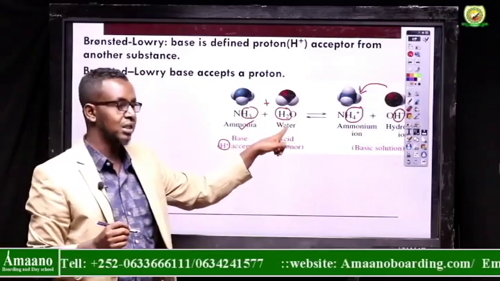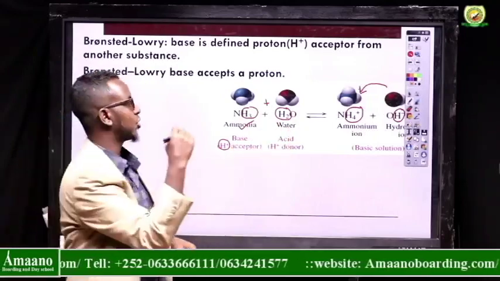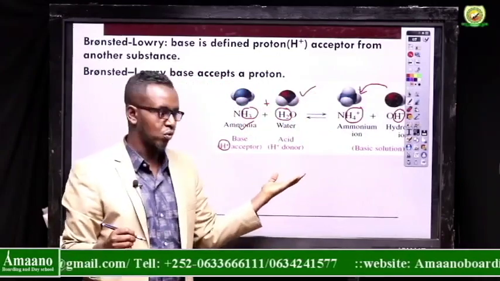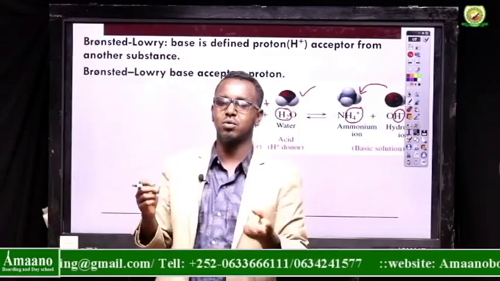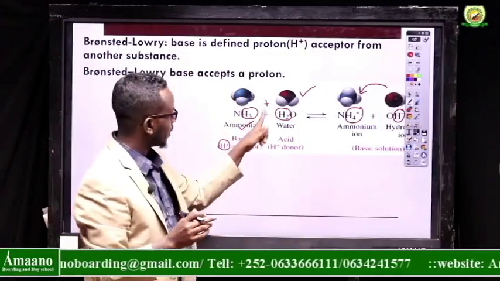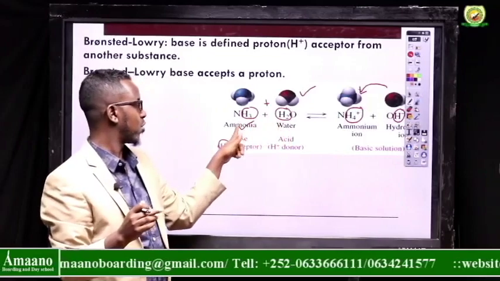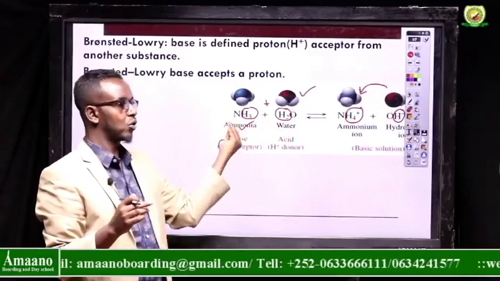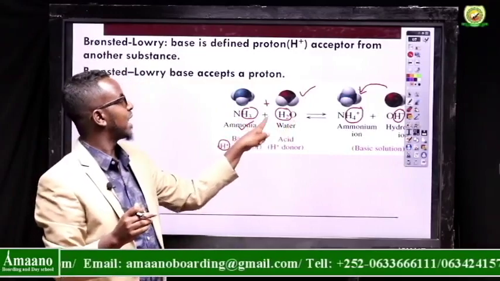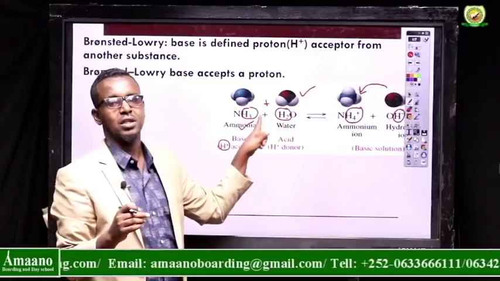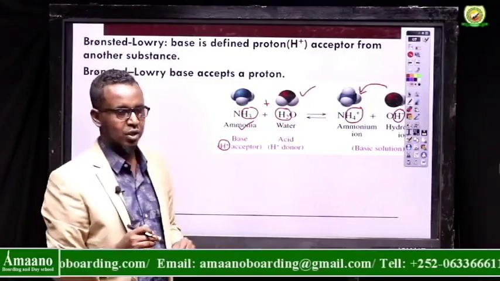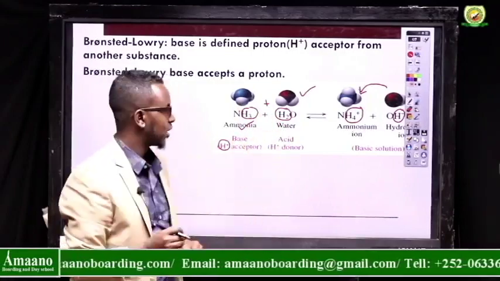What about the substance that donates hydrogen ion? This is called an acid. So in this case, water is an acid. Water is called amphoteric. What does amphoteric mean? It behaves in different ways. For example, if you add ammonia to water, ammonia accepts hydrogen from the water, so ammonia is a base and water acts as an acid. If you add an acid, water acts as a base. So it is amphoteric.